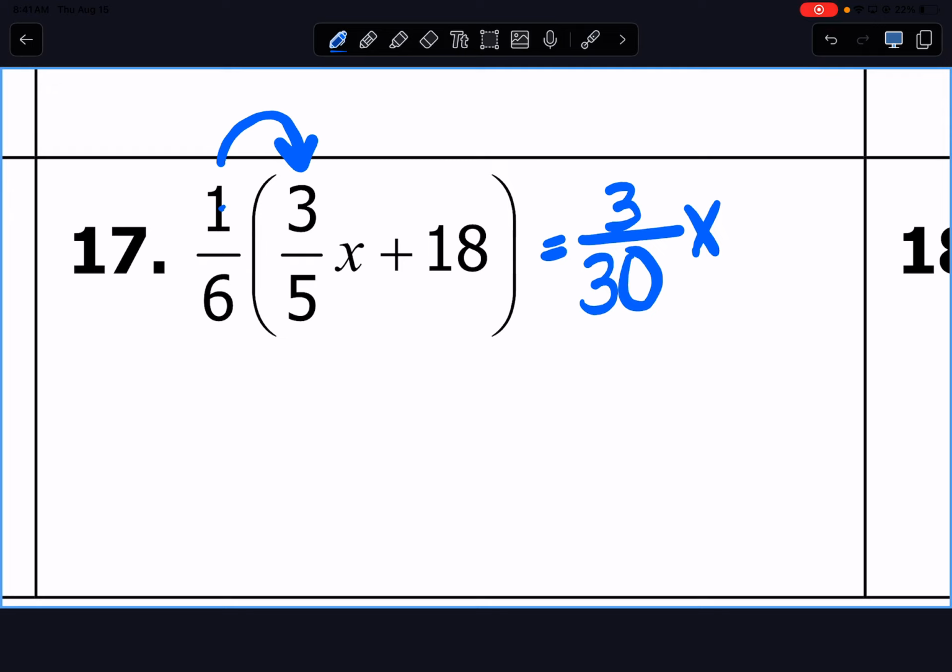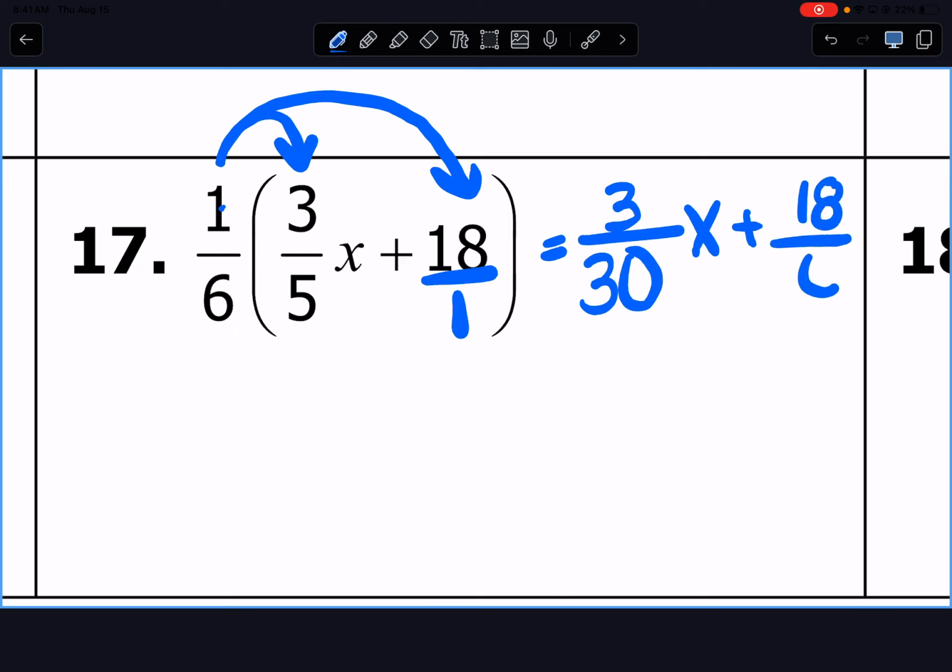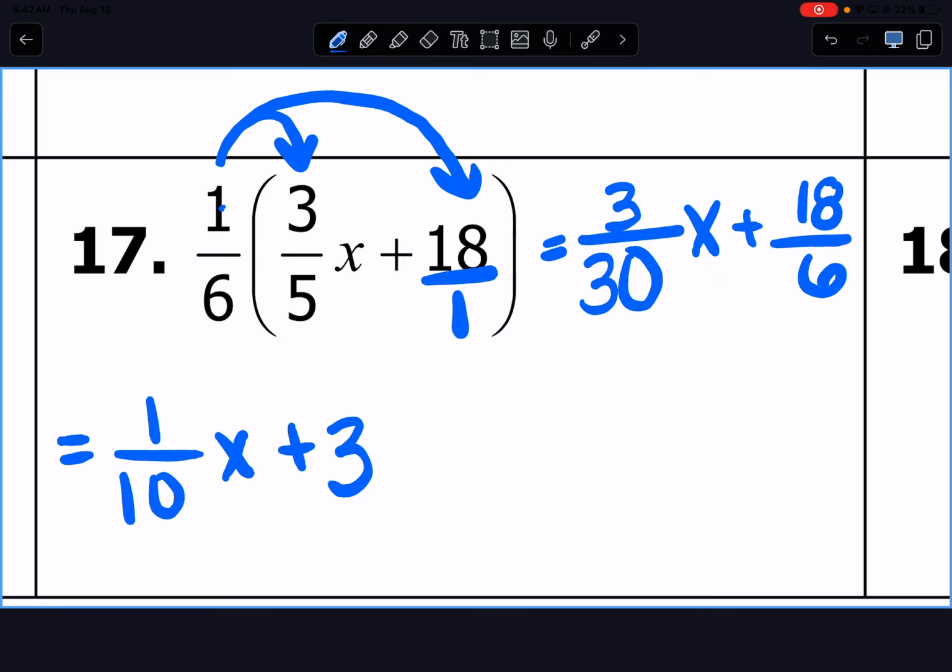Now, 18 can be written as a fraction. How can I write 18 as a fraction? Yep. So what is 1 times 18? What is 6 times 1? There we go. Can I simplify 3 over 30? To what? Yep, so we get 1/10 x plus, can I simplify 18 over 6? What? It is 3. And there we go. We're done. Fractions are not scary.